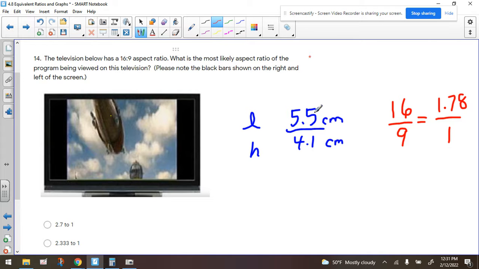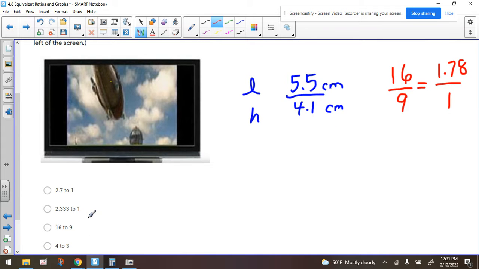Now what we have to find out is we know, by the way, that that's not going to be the answer because this is not a similar figure to the 16 by 9 television. So that one is going to be a no. But how do we determine the ones that are left?